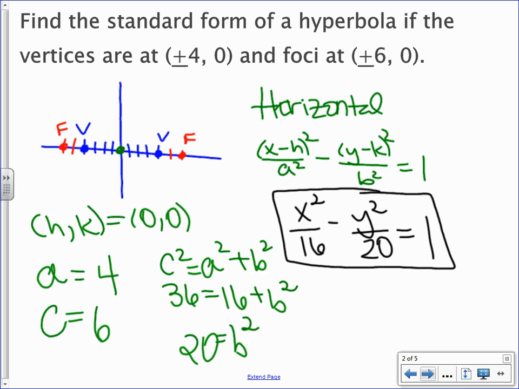What else do we know about b? What is something else that we can know about our hyperbola that could help us with b? If we know our asymptotes, if we know the slope, that could help us with a and or b, because the slope of our asymptotes will always be either b over a or a over b, depending on what direction our hyperbola is.